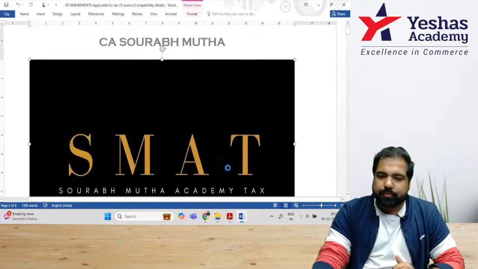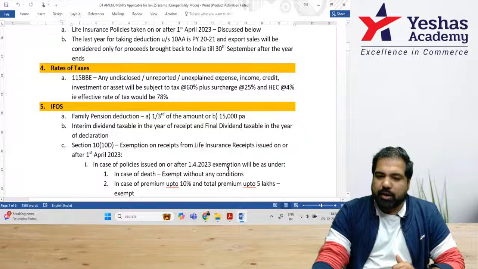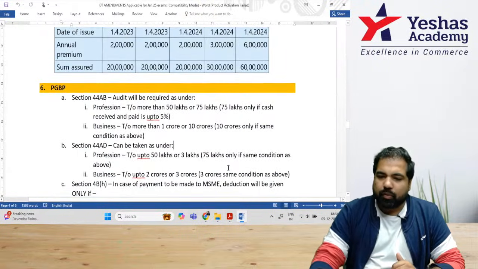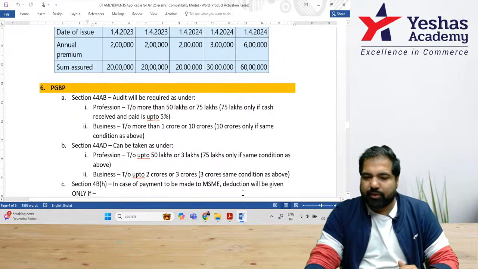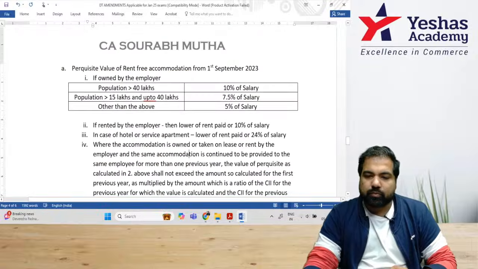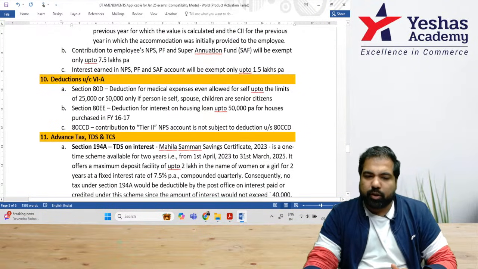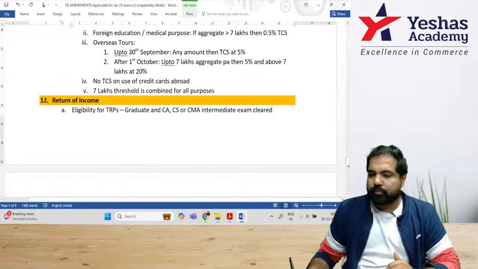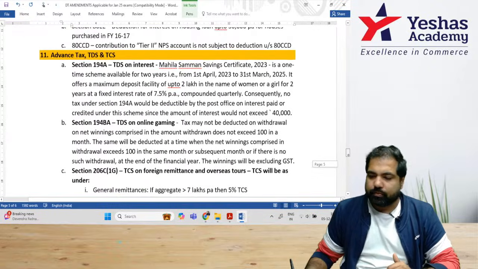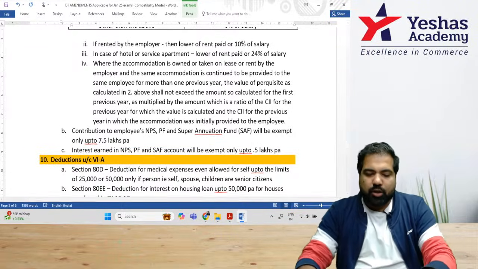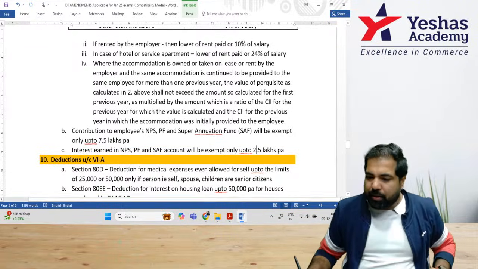This is not in PGBP. I want to make a small correction. This is not 3 lakhs. This is 75 lakhs. And there was a small correction ahead also. Let me just see what the correction was here. Yes, this was 2.5 lakhs. So basically, this is the amendment list.